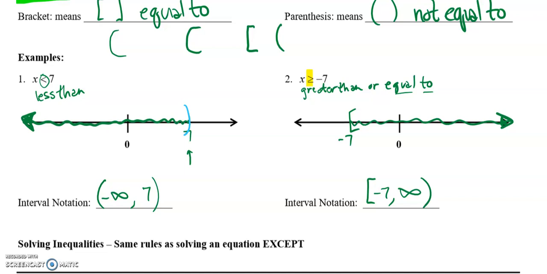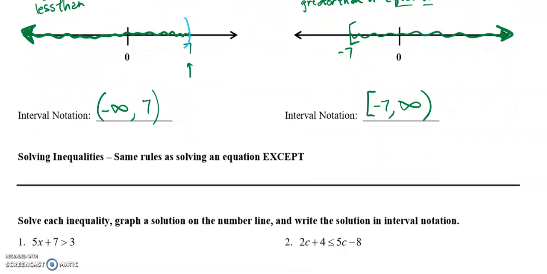Again, interval notation always goes from left to right. Parentheses for not equal to, brackets for equal to. Infinities and negative infinities will never be equaled. They always get parentheses.